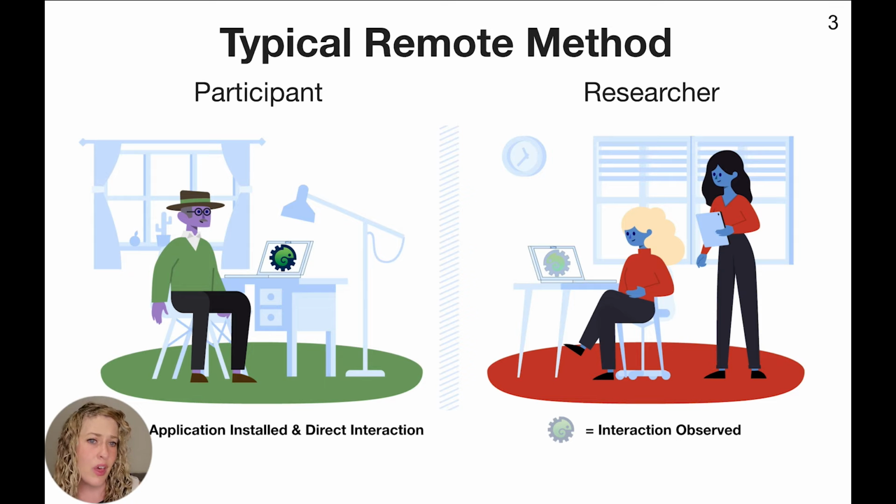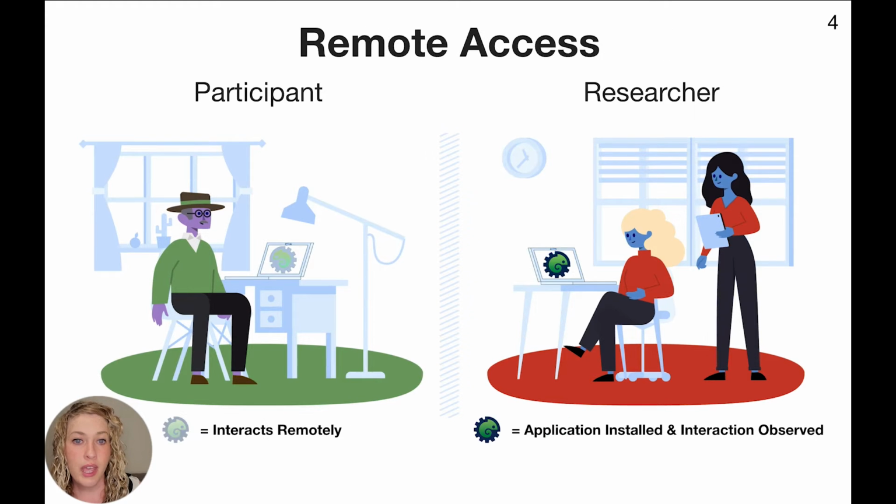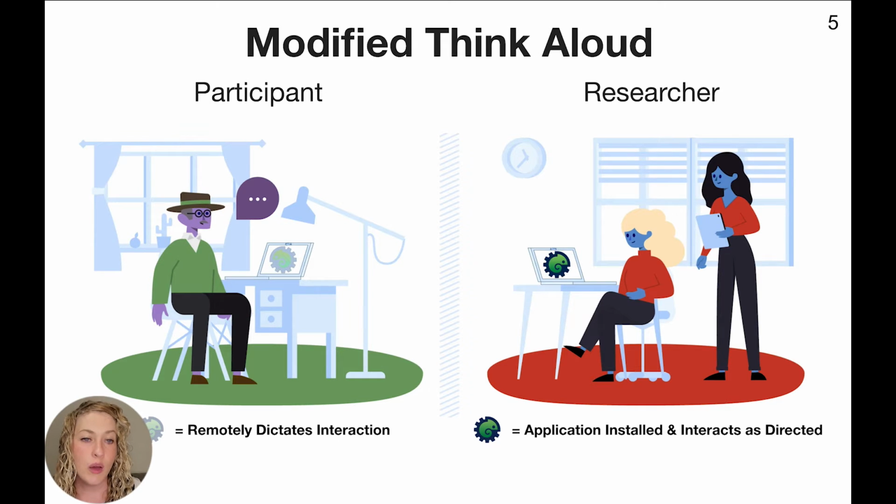To accommodate slow, unstable internet connections or those who felt anxious changing their computer, we gave participants 3 methods to choose from. In a typical remote method, the system is interacted with on the participant's computer while the researcher observes participant actions. In the remote access method, the participant takes remote control of the researcher's computer, who observes the participant as they control the researcher's computer. In the Modified Think Aloud, the participant views the researcher's computer and tells the researcher what to do.